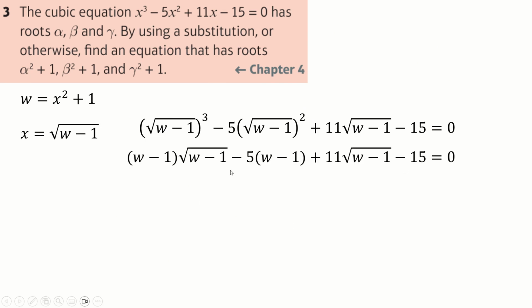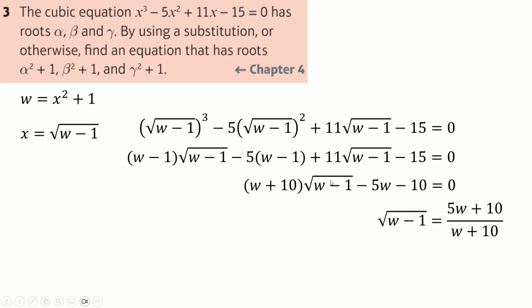And now what I'm going to do is I'm going to say, well, here's w minus 1 lots of this, and here's 11 lots of this. I can collect those two things together to make w plus 10 lots of that thing there. I can of course also expand out and collect these things together. I'll move everything onto this side of the equation that's not root w minus 1. And now I'm just going to square both sides, and this is why the plus or minus didn't matter. It would have gone away anyway.